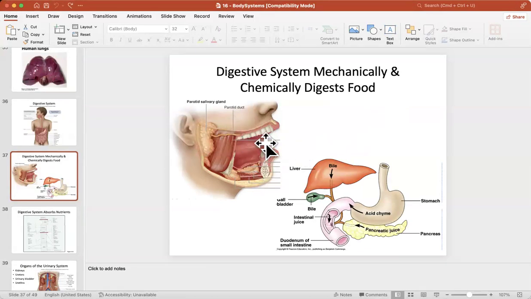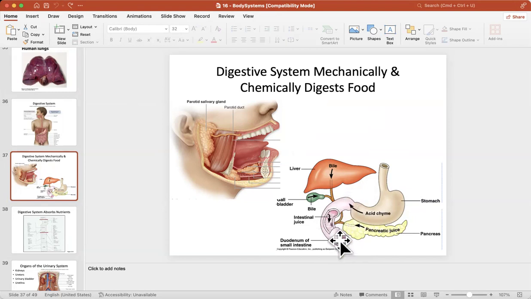It starts from your mouth. It chews your food. That's the mechanical digestion. And also you produce saliva. Saliva helps you to digest carbohydrate. There are enzymes that help you to digest carbohydrate in your mouth. That's the chemical digestion. And after the mouth, the food goes to the esophagus, goes to the stomach. Stomach is the main place to digest bacteria. And then it goes to the small intestines.